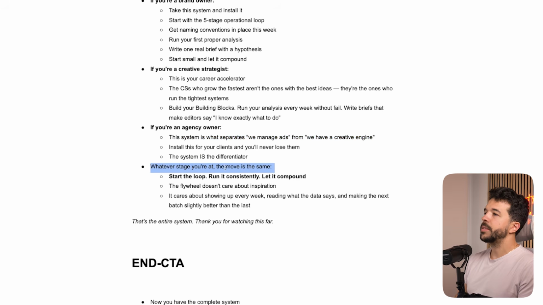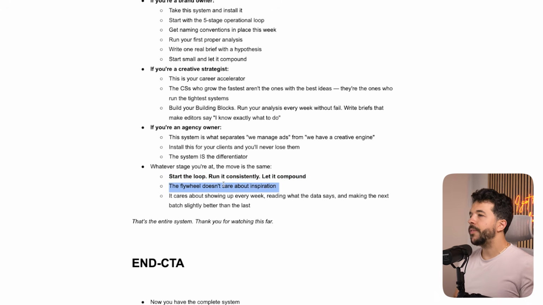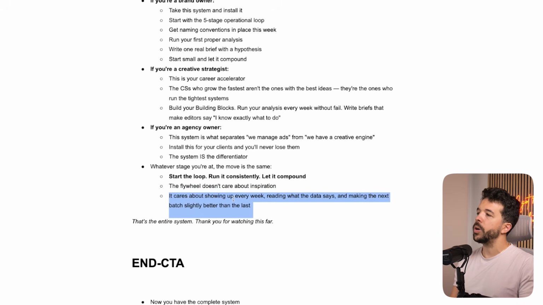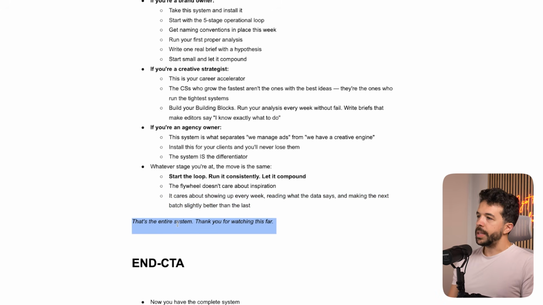Whatever stage you're at, the move is the same. Start a loop, run it consistently, let it compound. The flywheel doesn't care about inspiration, it cares about showing up every week, reading what the data says, and making the next batch slightly better than the last. That's the entire system. Thank you for watching this far.